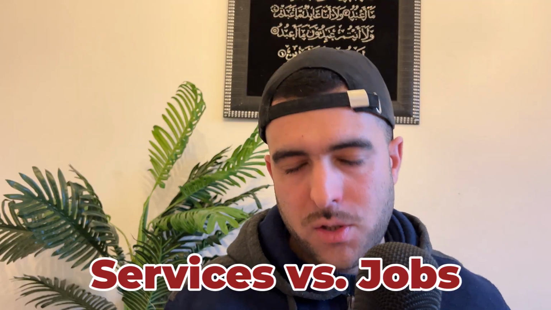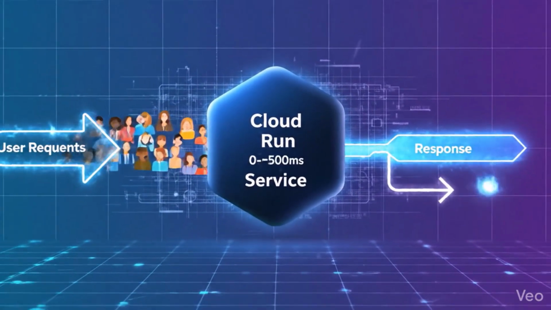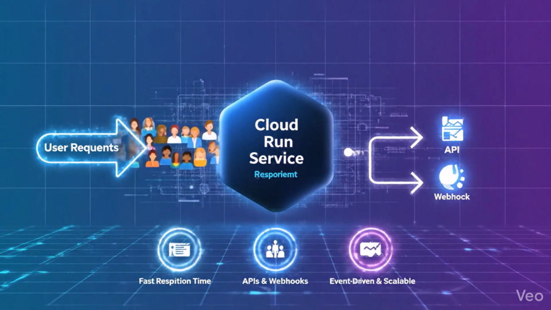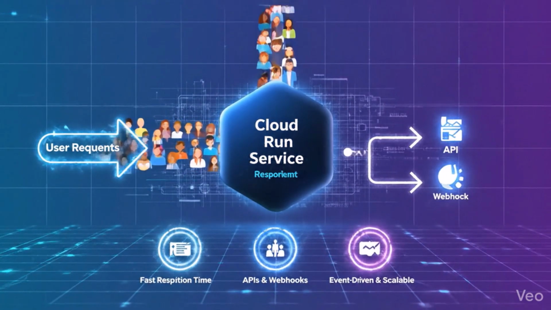Now, when working with Cloud Run, you need to distinguish between services and jobs. So, services are for request-driven workloads like APIs or webhooks that need to respond in milliseconds.